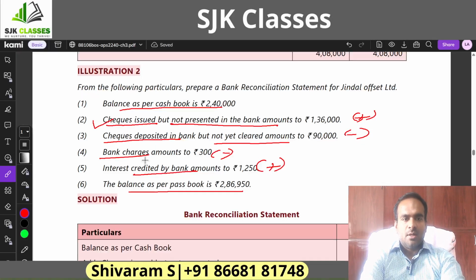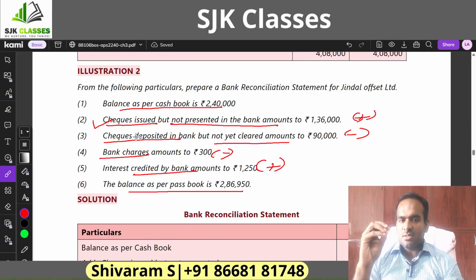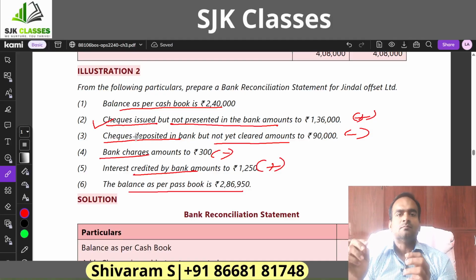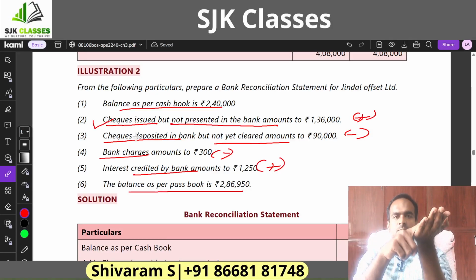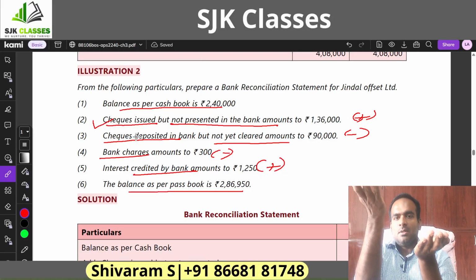And next point, checks deposited in bank but not yet cleared amounts to 90,000. Now what is the BRS here? Checks deposited means the receipt but not cleared. It means the entry is there in the cash book and not in passbook, so there's no impact in passbook. Left hand is passbook, right hand is cash book. My cash book has gone up. There is no movement in the passbook. Passbook stays the same. So for the transaction, movement is over.